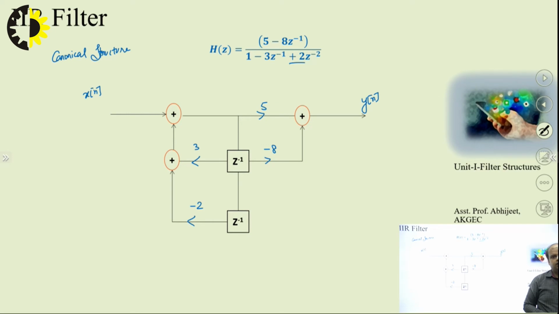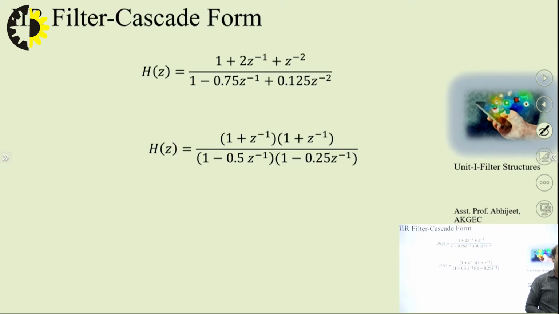Now there are some other variants of these two structures, like we can use canonical or non-canonical to frame what is called a cascade structure. In cascade structures, we basically represent the transfer function as a multiplication of two transfer functions and represent both the transfer functions either using direct form 1 or direct form 2. That is what is used.